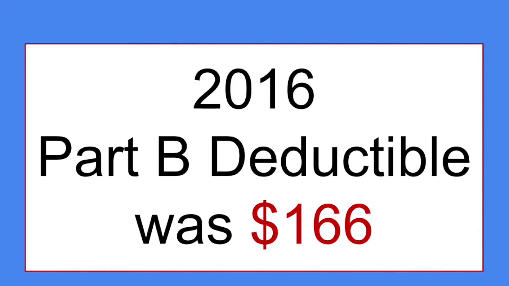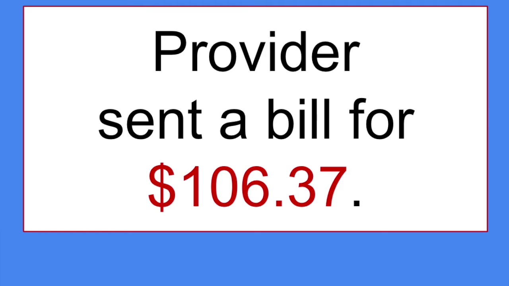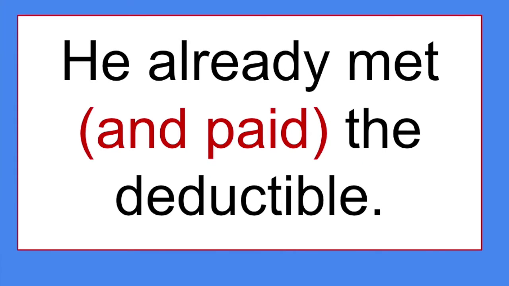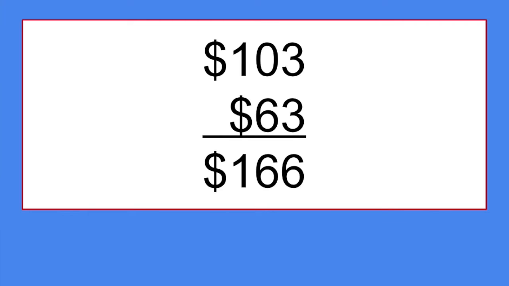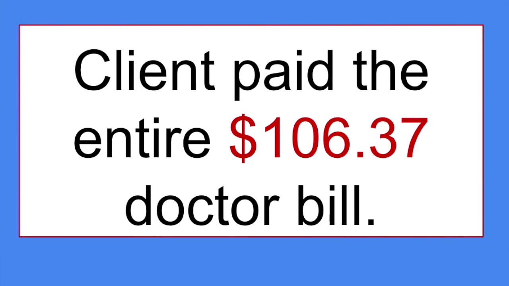At the time the client received a bill, he had already paid $63 towards the Part B deductible, but his provider mailed him a bill for $106.37. However, the client should have only paid $103 because when you add the $63 he had already paid, it totals $166, which means he met the Part B deductible, and the remaining $3.37 was going to be paid by his Medigap Plan G. However, he paid the full $106.37.